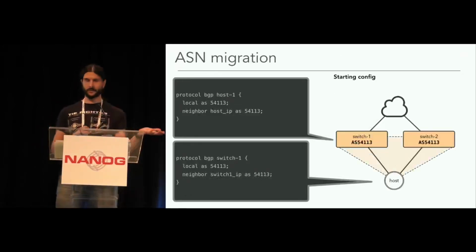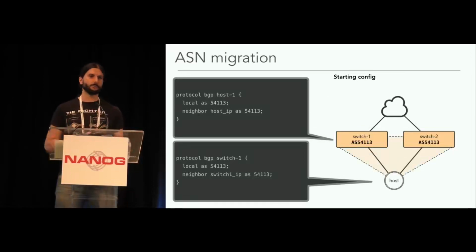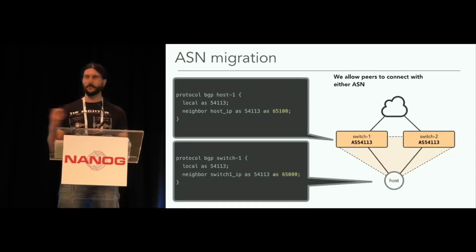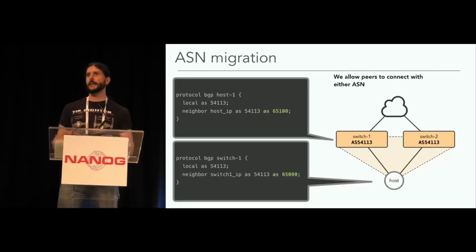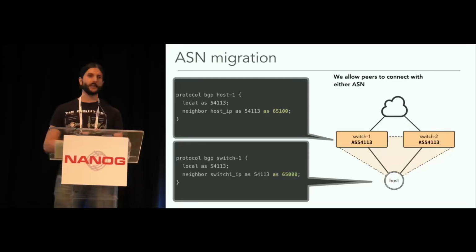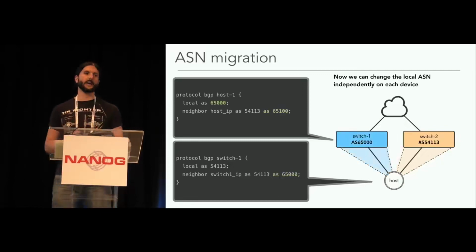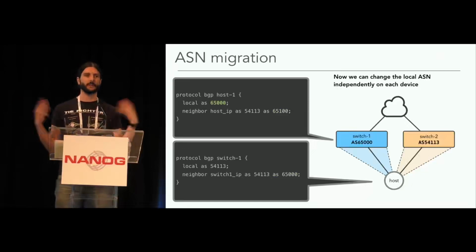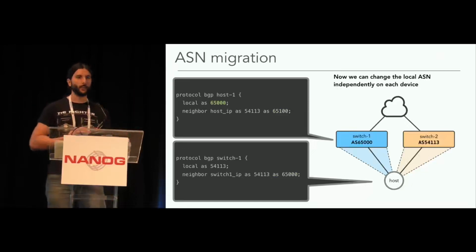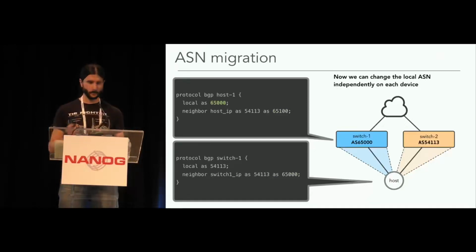So the first problem is the ASN migration, right? This is actually easy to solve. We came up with a secondary AS keyword that basically says, okay, if my neighbor is coming with either this or this AS, just accept it, simple as that. So now I can just flip the local AS on one of the sides, and the migration is done. I don't need to synchronize multiple devices at the same time. I can just do one change at a time.